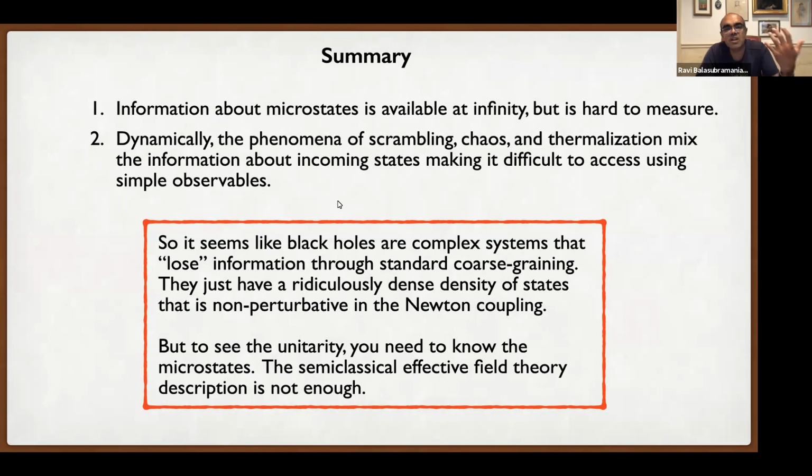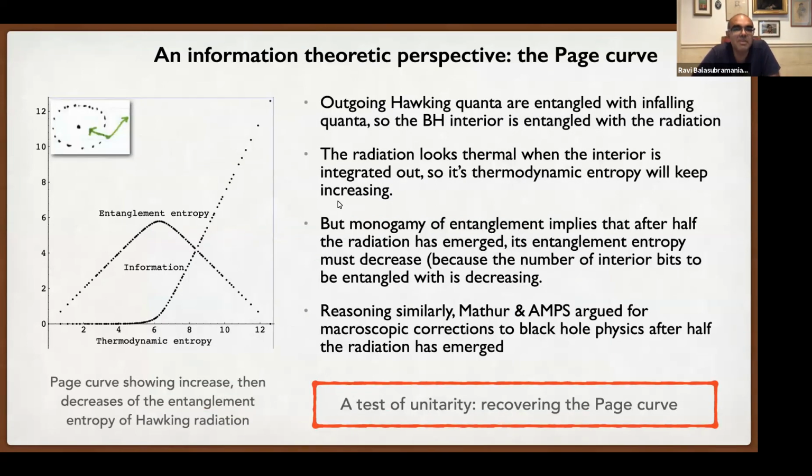So against this context, there's been an interesting new development in the last few years, which involves an information theoretic perspective on the same problem. If you take Hawking's original calculation in effective field theory and compute the entanglement entropy of the radiation coming out of the black hole, here again is the pair production process. One quantum goes in, one quantum goes out. When you have Hawking radiation produced this way, the outgoing quantum is entangled with the stuff that went in. So it looks like there's some entanglement entropy in the radiation.